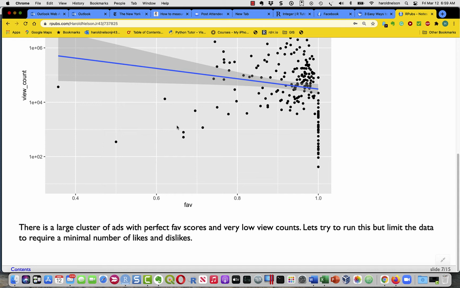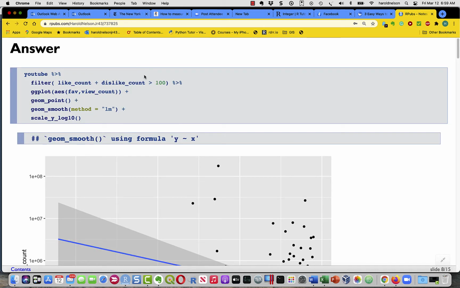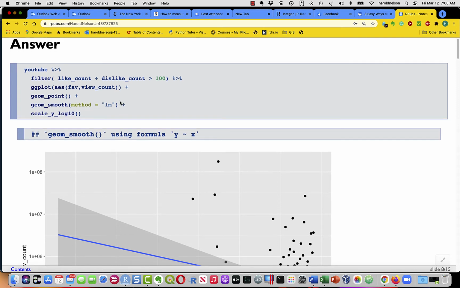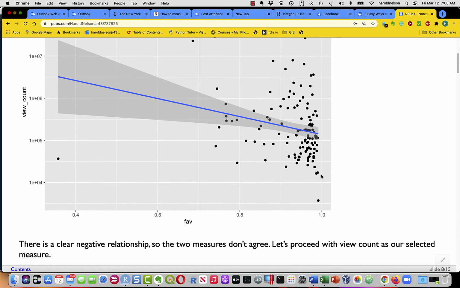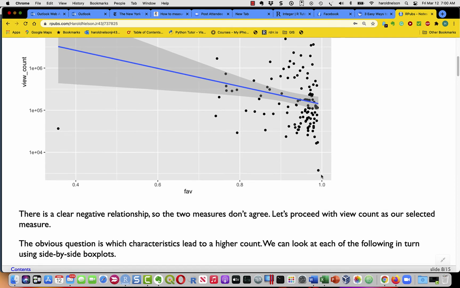Okay, you're back. I assume you've done the work, and after a few trials I decided that I would base my filter on requiring that the sum of the like count and the dislike count be greater than 100. Then I did the same thing as before. I noticed that I got rid of all of those values that were exactly 1, and apparently the reason they were exactly 1 is that there was really very little data, but it was heavily in favor of like. But same conclusion, there's a negative relationship between these 2 potential measures of success. So we're going to proceed with view count as our selected measure.